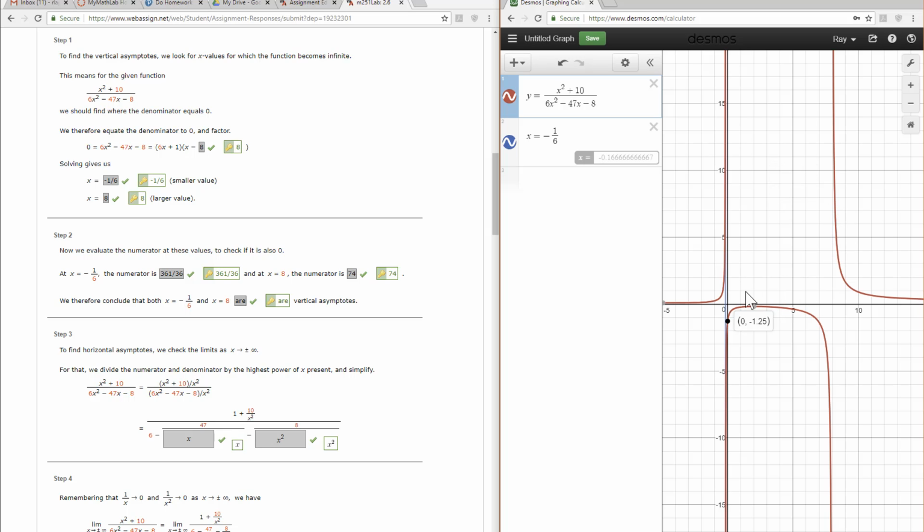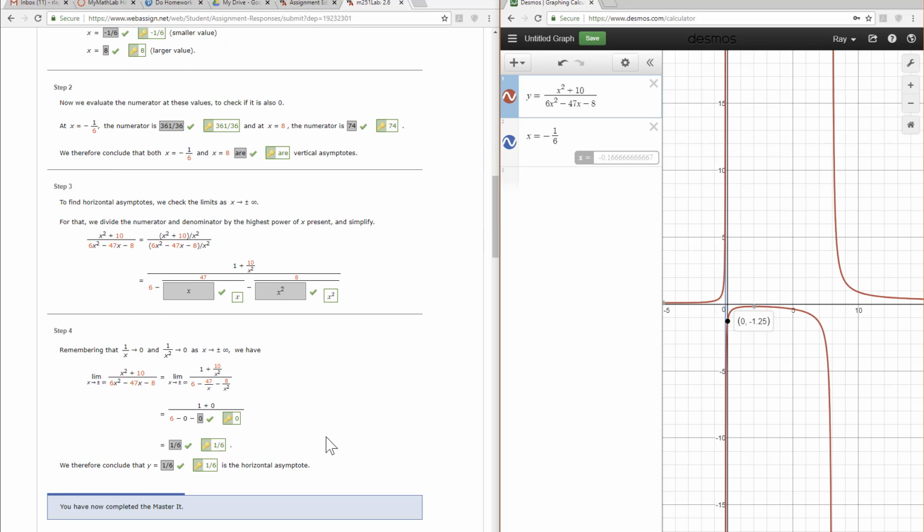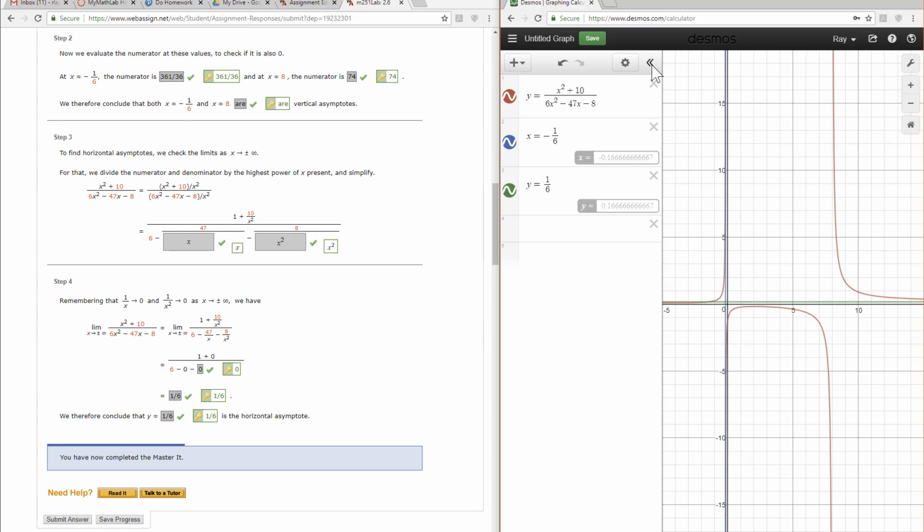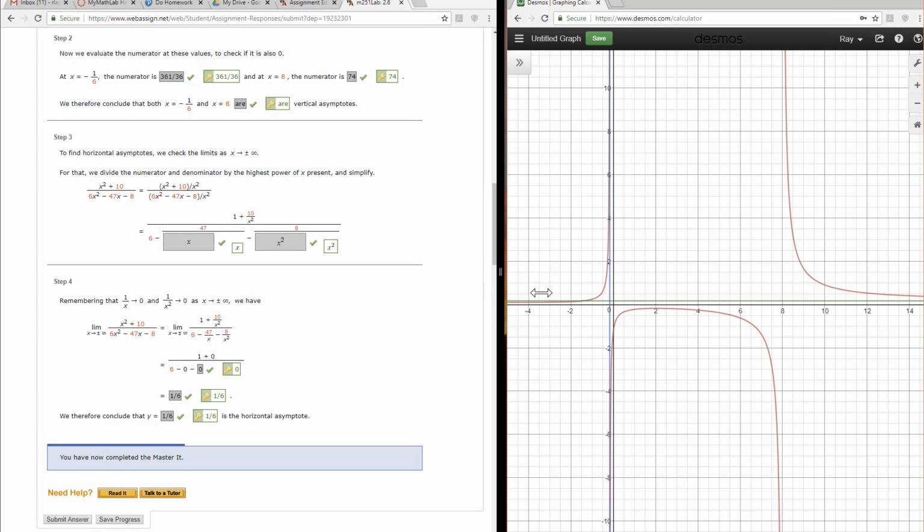Okay, horizontal asymptote. We got the horizontal asymptote to be another small number, 1/6. Again, it's hard to see the 1/6, but if we draw a line, y equals 1/6, we can see that this thing is getting closer and closer to it. All right, so that's the graph, and that's how our analysis relates to the actual graph. Okay, hope that helps.